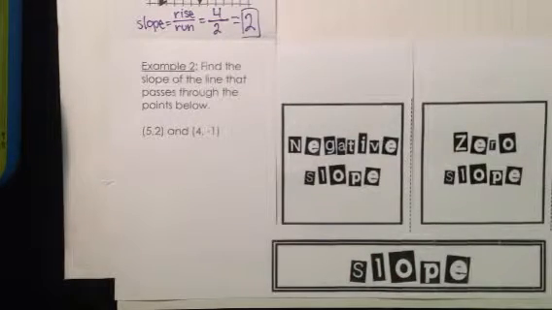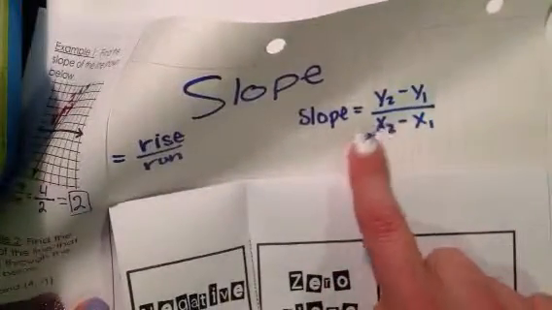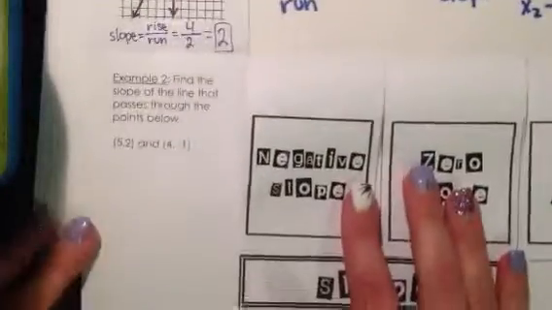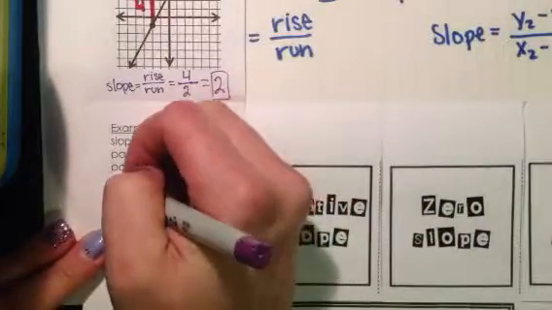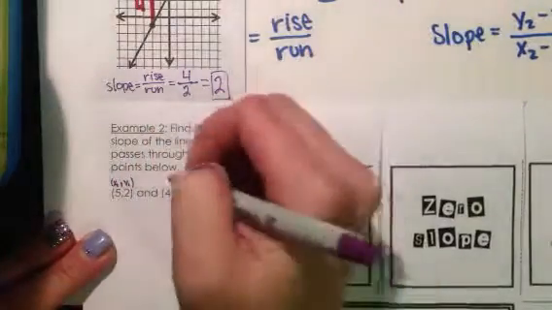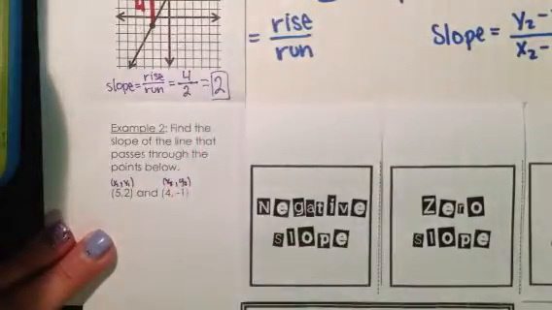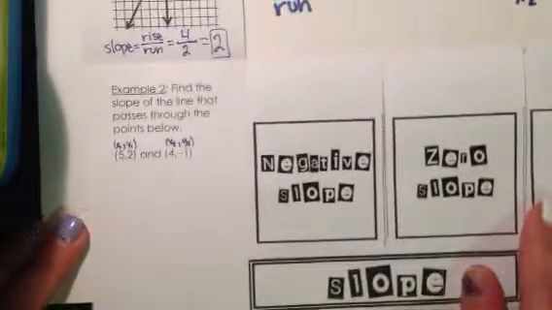Example 2. Find the slope of the line that passes through the points below. We've got the points 5, 2 and 4, -1. Up here, I also wrote down the slope equation: y2 minus y1 over x2 minus x1. Let's go ahead and label these points. We'll say that this is x1, y1, and that this is point x2, y2. Now we just need to plug them into this equation. I'll rewrite that equation down below.